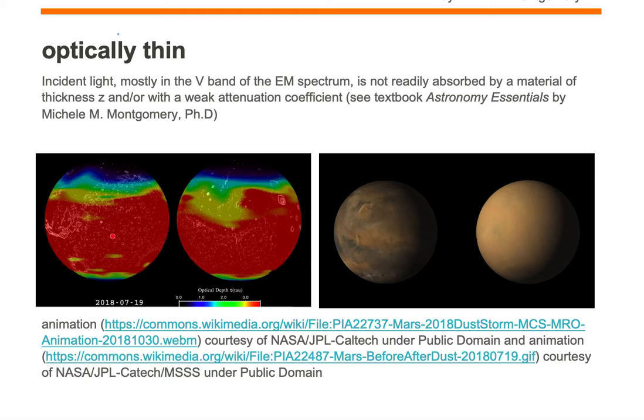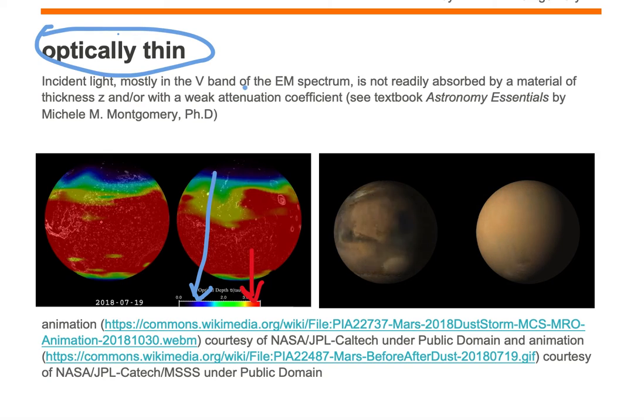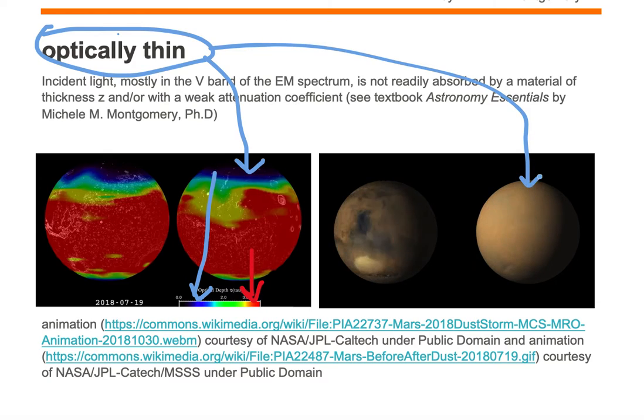On the left, we're looking at the front and back side of Mars on the day of this thick dust storm, where we see different colors indicating optical thickness. Red indicates optically thick, whereas blue or black indicates optically thin. The optically thin region is the polar cap region. This is the region where we can see some surface features on the planet in this thick dust storm.